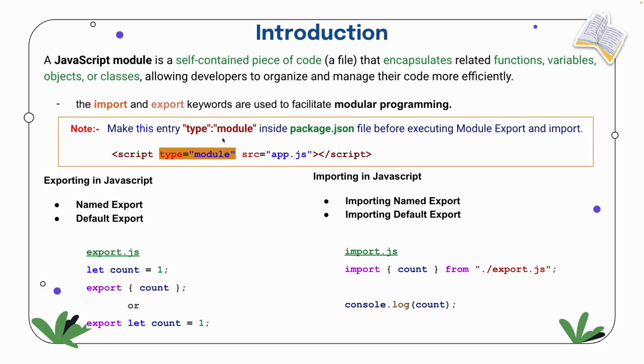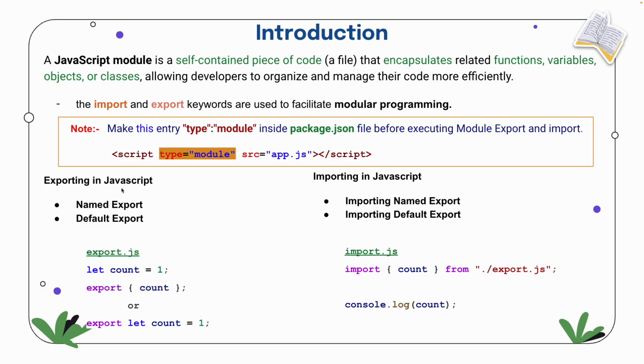So just as of now, you understand that if you want to use import and export, you have to make type module in your package.json. That you have to do first. That's why I've written it in the note. Before doing module import and export, only then can you use these two keywords. So that is one thing. Now let's go forward. I already told you that first we are going for export, then we'll go for import. So first, exporting in JavaScript.